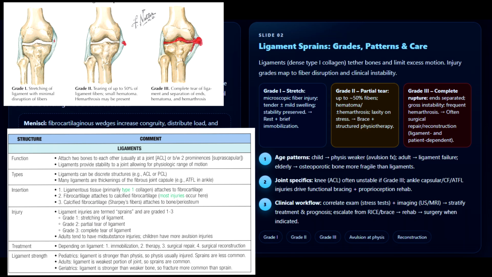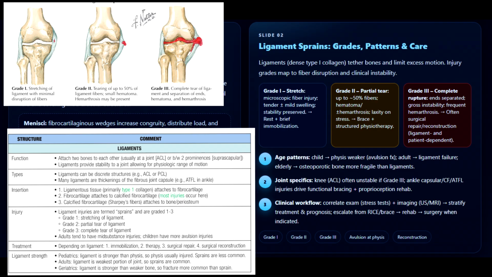When considering treatment, the approach depends on both the severity and the specific ligament involved. Grade 1 injuries often need only rest and immobilization. Grade 2 requires structured rehabilitation. Grade 3 frequently demands surgical repair or reconstruction, especially in weight-bearing joints like the knee or stabilizing ligaments such as those of the ankle.